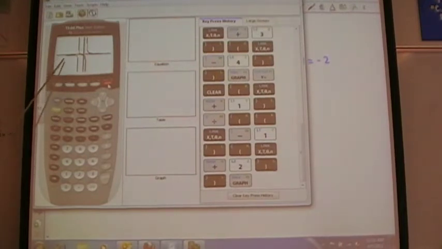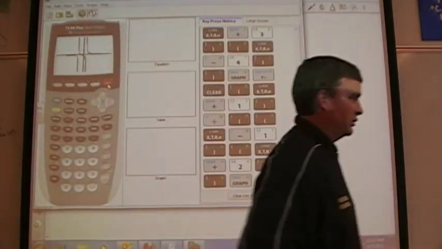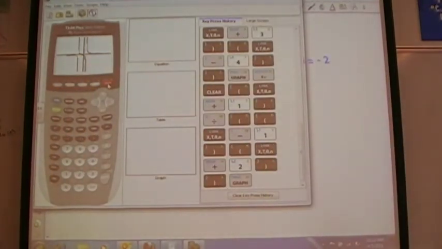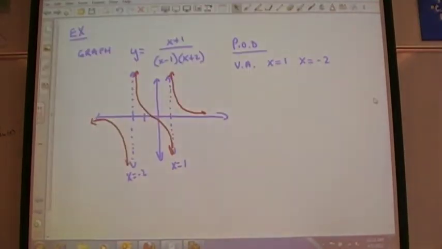Alright, so all you have to do, again, when you graph this, it doesn't have to be exact. Just know there's a vertical asymptote here and here. And then draw the curves to the best of your ability. It should look something like that.